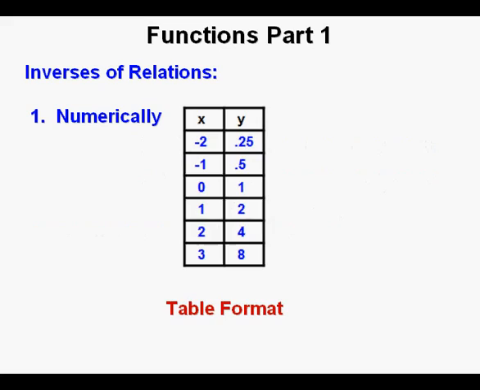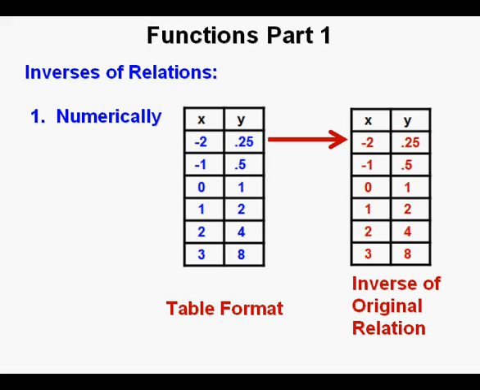We can look at the same process, but this time using points in a table. The table is perhaps the most popular form of numeric representation, and here's the table we're looking at. And here's the table with its inverse relation with all coordinate pairs in red. The x's and the y's have been switched.